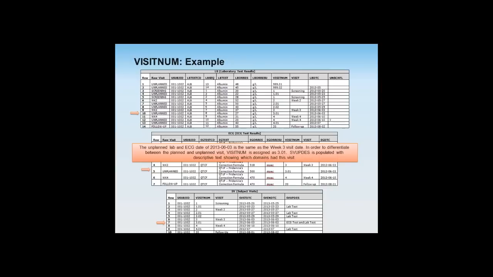The next example is row 10 in labs and row 5 in the ECG table. We have an unplanned visit that occurred on June 3rd. It's the same as the week 3 visit date, so scheduled and unscheduled have the same date. And in order to differentiate between the two, we've assigned visit num as 3.01, similar to the first example here.